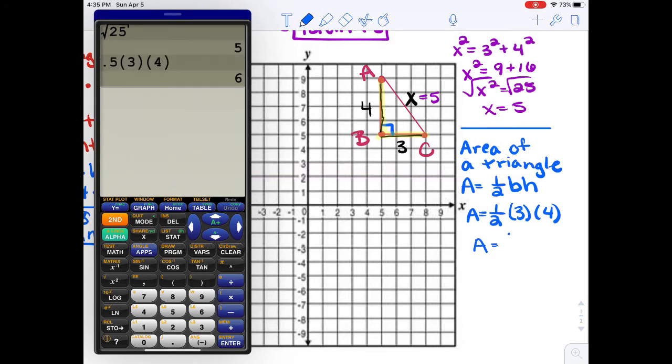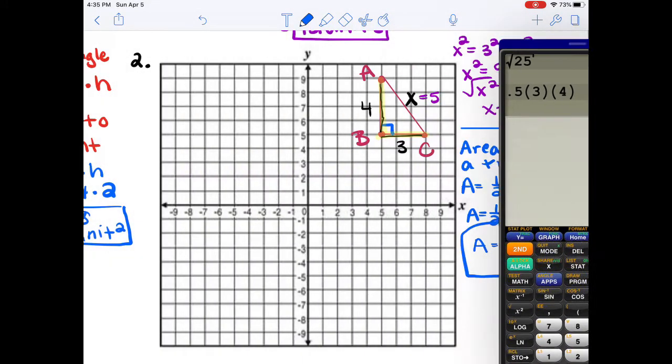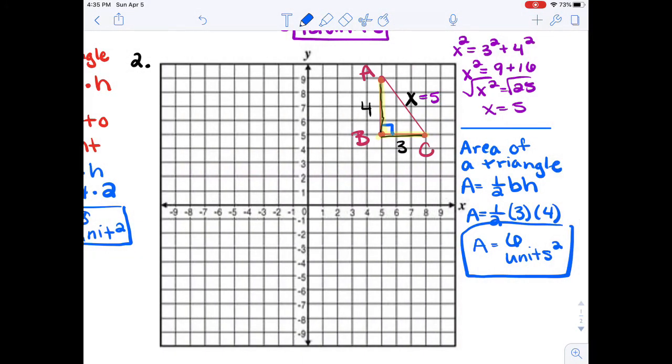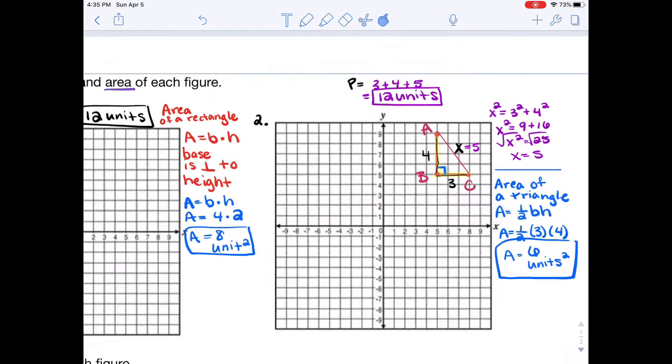So I would get my final answer is 6. And then since this is area, it's units squared. 6 square units is the area of the triangle. Okay?